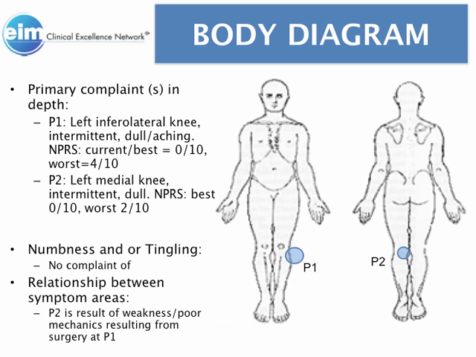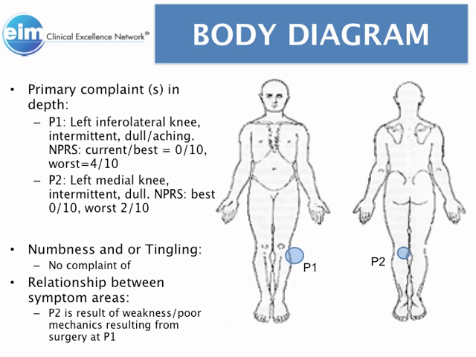Here's her body diagram. Her P1 was at the left inferolateral knee. It was described as an intermittent dull ache, described at the day of examination as a 0, also being her best score, 0 out of 10, and at worst a 4 out of 10.